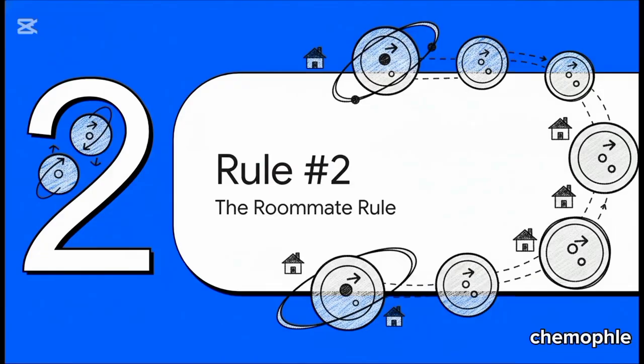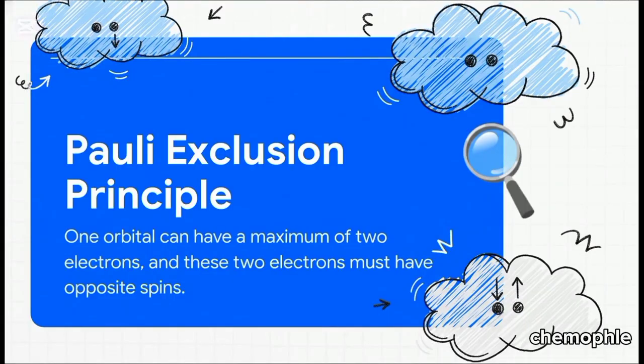Okay, let's move on to our second rule. Now that we know which floors to fill first, we need to know the rules for each individual room, or what we call an orbital. And I like to call this one the roommate rule. This one's called the Pauli Exclusion principle, and it has 2 really simple parts. First, each room can only hold 2 electrons, max, no more, no exceptions. And second, if 2 electrons are sharing a room, they have to have opposite spins.